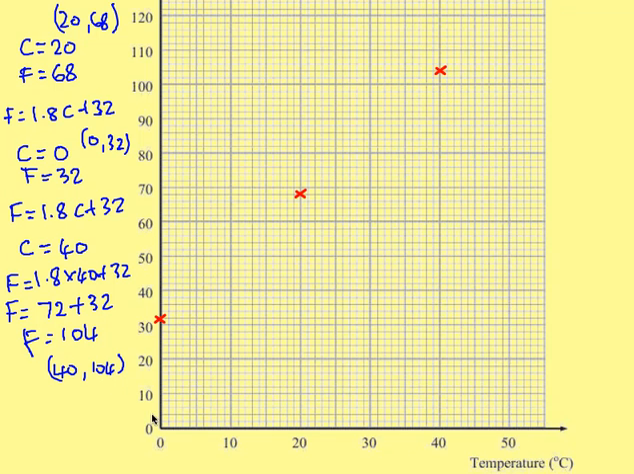Now we note that on the vertical axis, the scale is 5 squares equal to 10. And on the horizontal axis, 10 squares equal to 10. I now need to draw in my line. Now that can be used as a conversion graph.